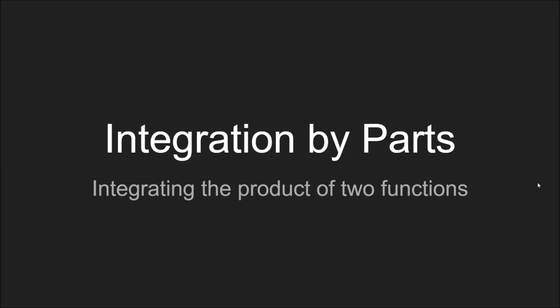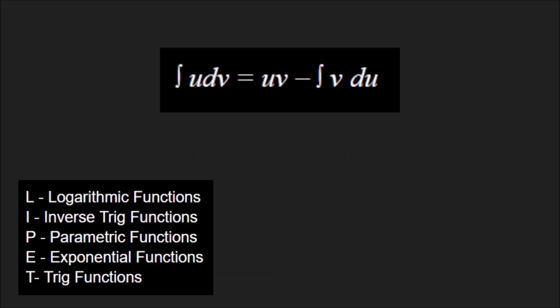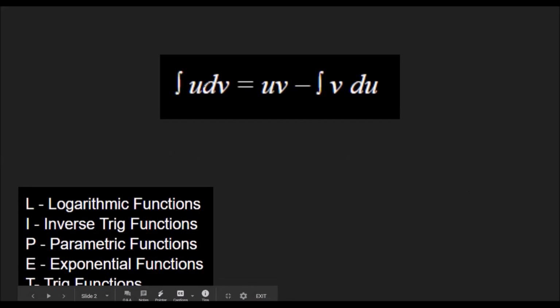Okay, today we're going to learn about integration by parts, which is a technique that can be used to integrate the product of two functions. So let's look at the formula. It states that the integral of u dv is equal to uv minus the integral of v du. It's very important to remember that.